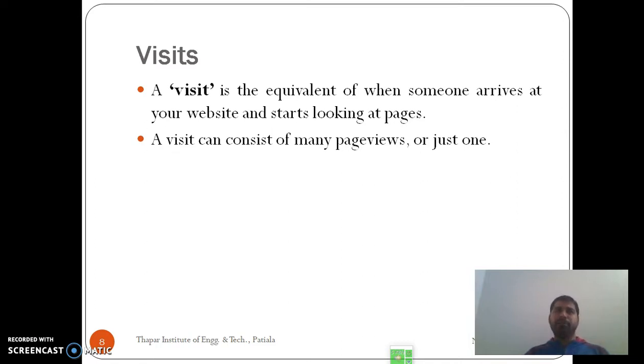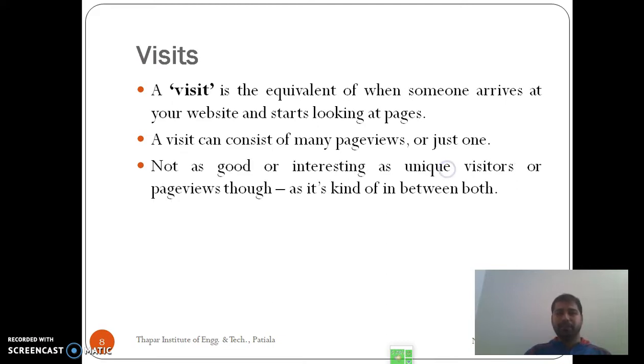Some user comes to your website, it is a visit. Whether he stays on your website for half an hour or for 1 minute, it is counted as only one visit. Likewise, we have some other metrics like unique visitors or page views, but they are in between these two types of metrics. So we grade this metric as the C grade, and we move to the next metric.